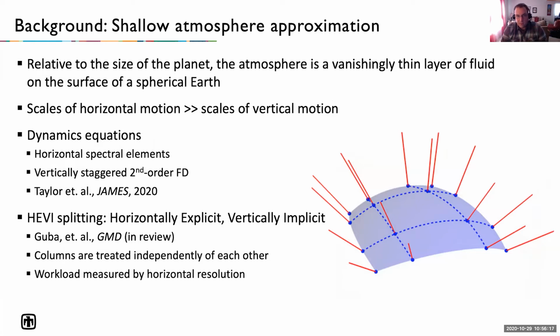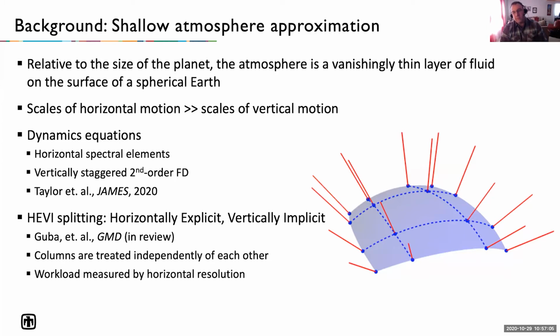So the E3SM model uses what's called the shallow atmosphere approximation. And the idea here is that the atmosphere is just a vanishingly thin layer of fluid discretized in the vertical separately from its discretization in the horizontal. So the dynamics equations are solved on horizontal spectral elements. The default is a cubic element shown in blue here on the figure. And then at each Gauss-Lobatto node, there is a physical column shown here in red. And on that physical column, I think our default right now is 72 stacked levels. So you can imagine 72 blue elements stacked on each column.